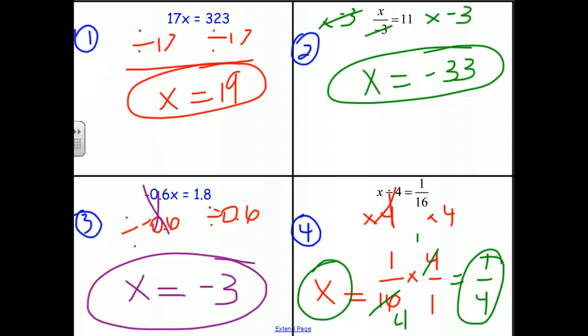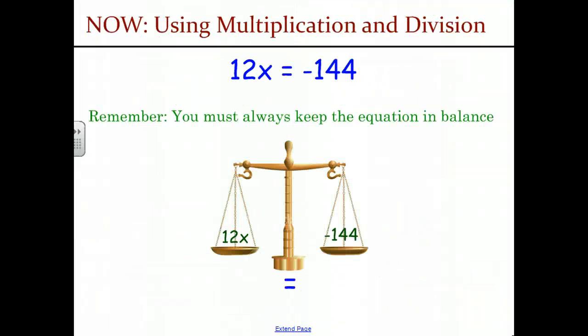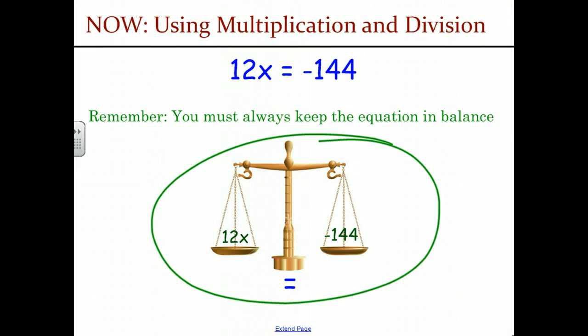So again, just like addition or subtraction, in order to solve an equation that has multiplication or division in it as its only operation, all we do is the opposite operation, the inverse operation. And as long as we multiply or divide both sides by the same number, we will keep that multiplication scale or division scale in balance.